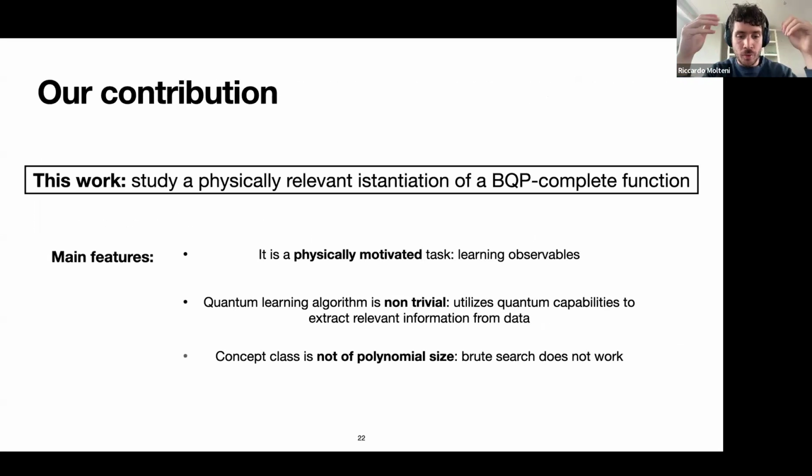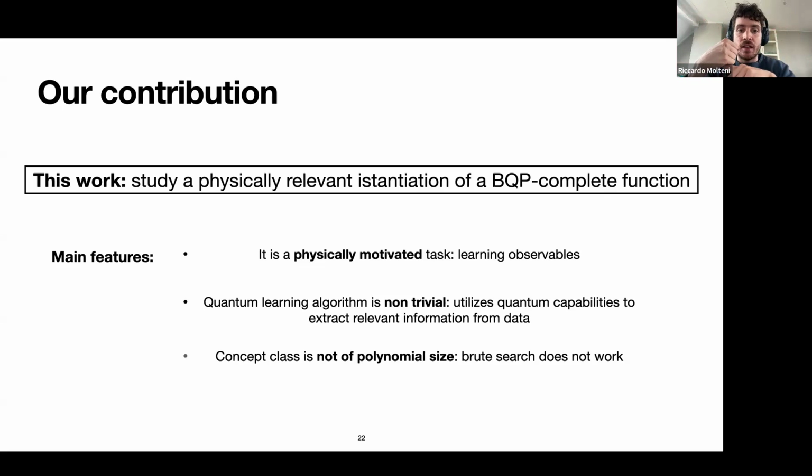So here we come to the contribution that we did in this work. Basically, what we did is study a physically relevant instantiation of a BQP-complete function. What we mean is we take one physically motivated problem for which the function that we have to learn is BQP-complete. So the main feature of this work with respect to previous work is that it is a physically motivated task. So we are actually learning an observable, something that is interesting for experiments in physics.